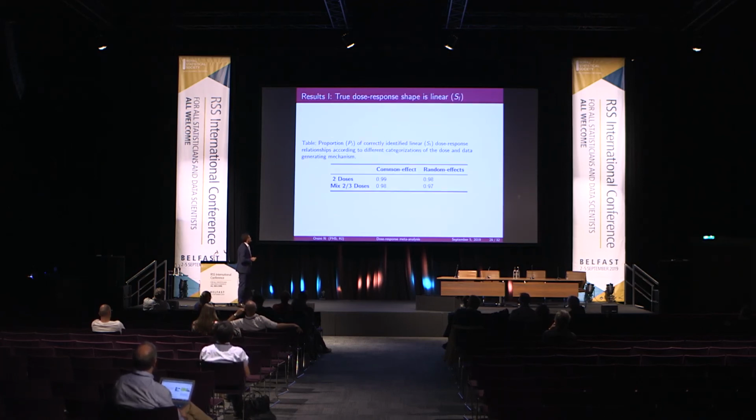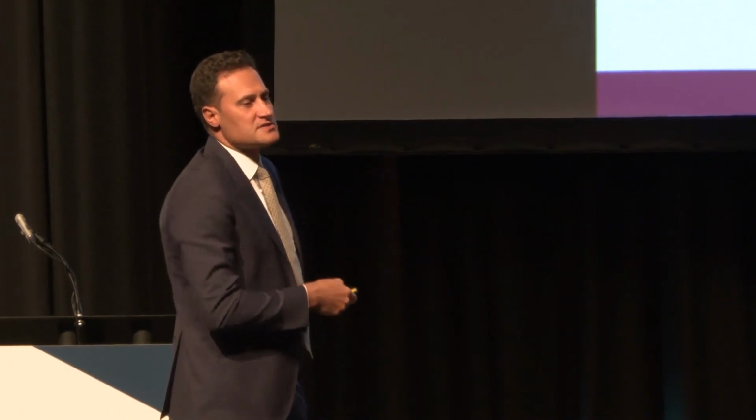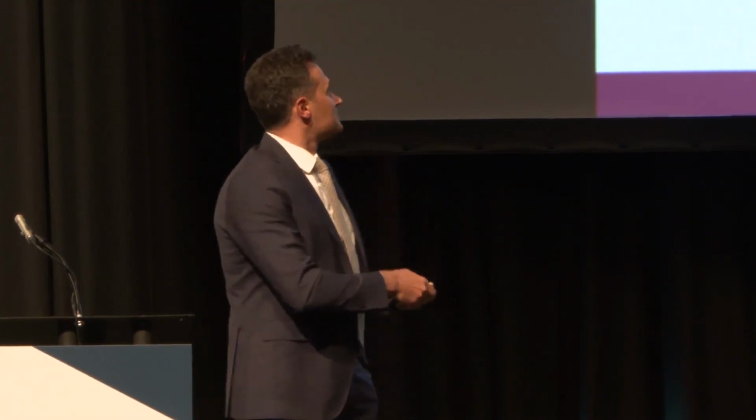So those are the results. Let's say the mechanism generating the data is truly a straight line. And then upon categorization, dichotomization of the dose in 2 groups, either common effect or random effect model, the proportion of times that the smallest AIC is telling you, okay, go for the straight line is very high. And it makes sense because if you have 2 points, what can you do? You just connect the two dots. That's as you would expect. Any mix of 2 or 3 doses, it's fine. If the true mechanism generating the data is a straight line, the AIC is doing a very good job.